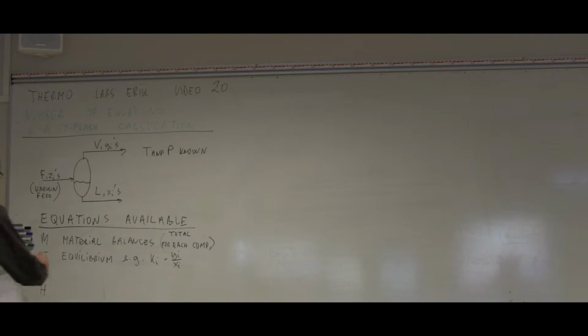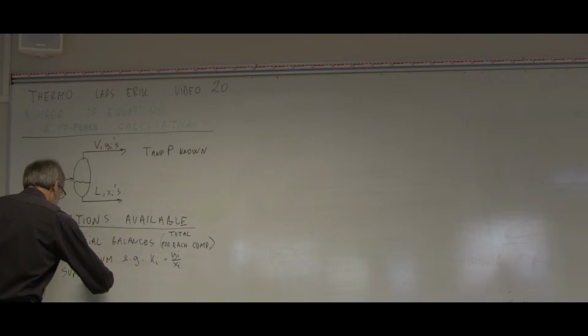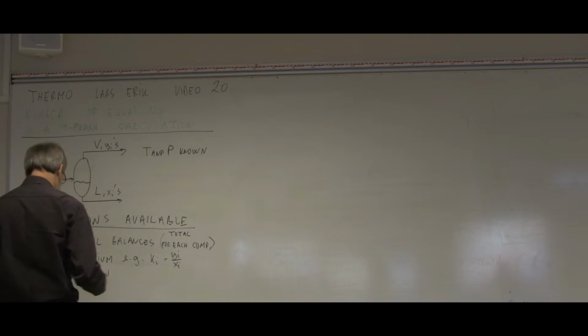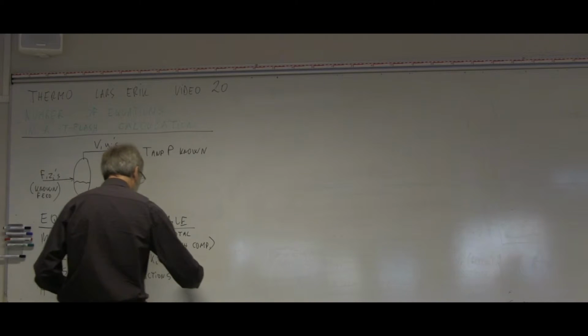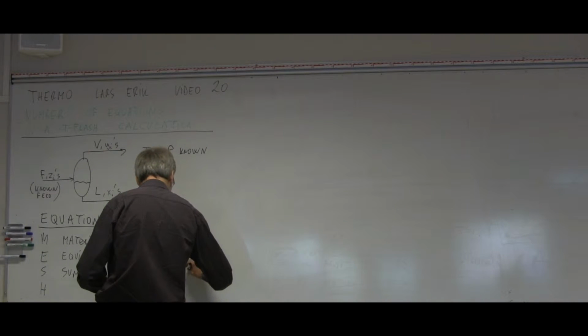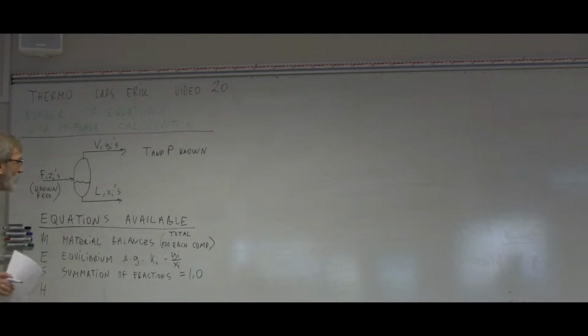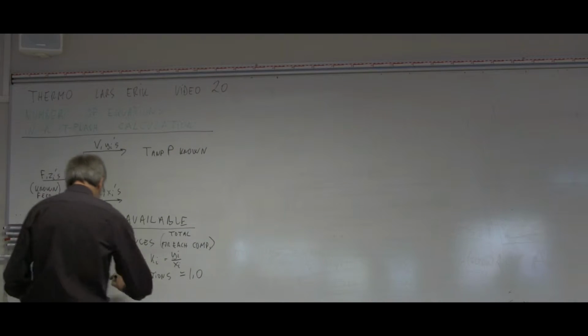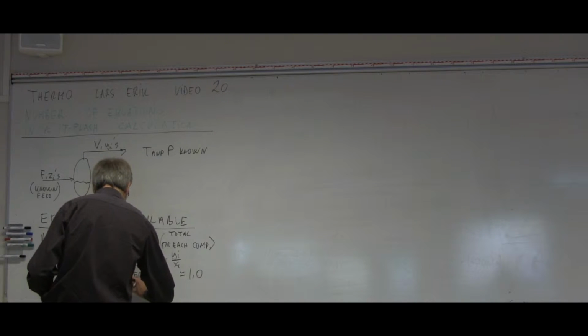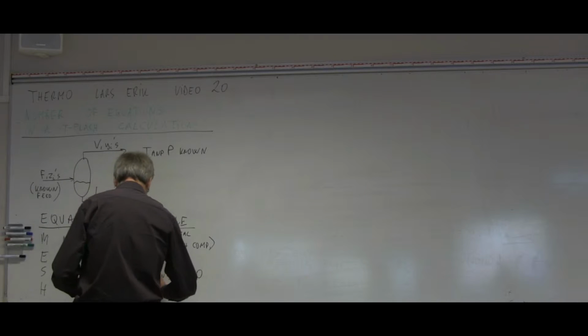We have the summation equations of fractions, which should be 1.0. The sum of mole fractions in the liquid should sum up to 1, and the sum of mole fractions in the vapor should sum up to 1. And there might be an enthalpy or an energy balance.